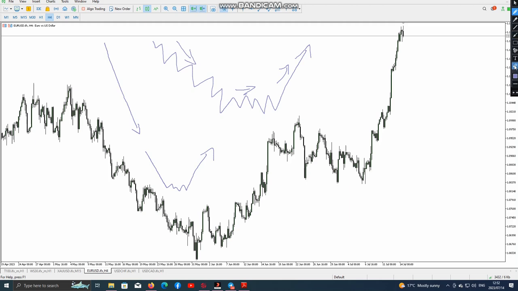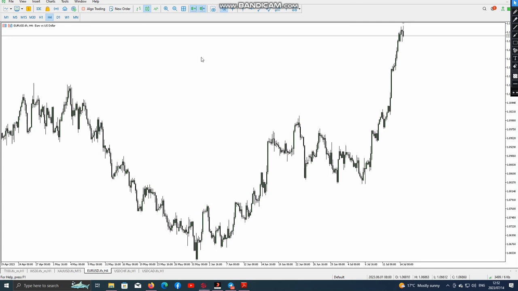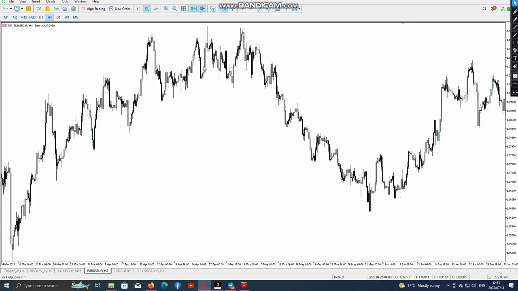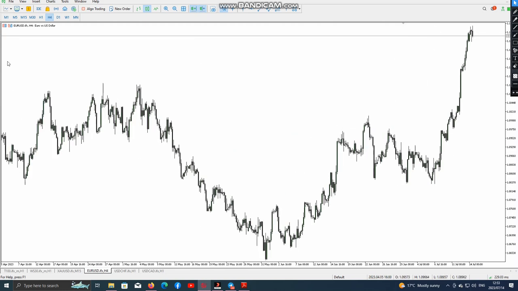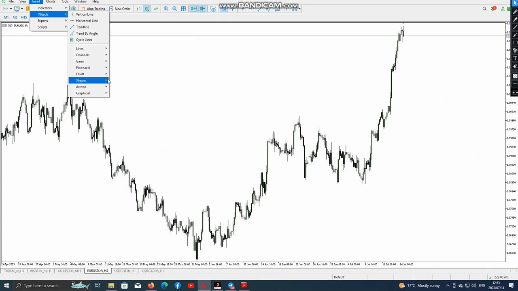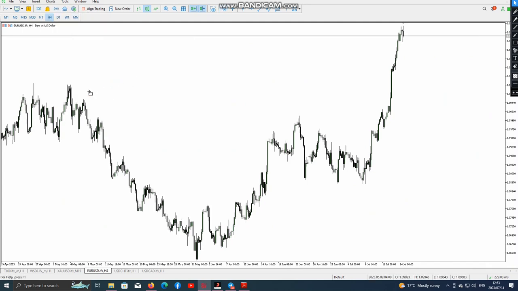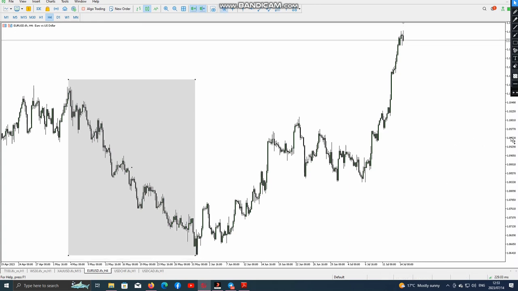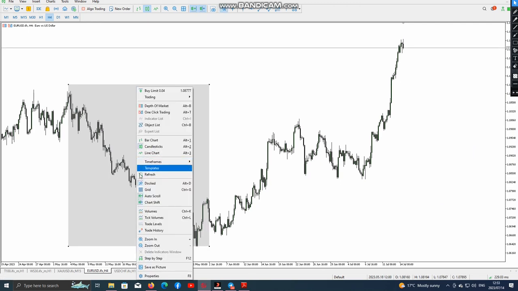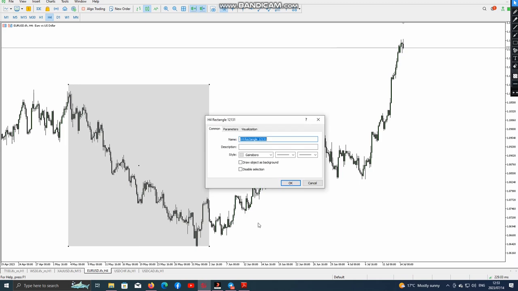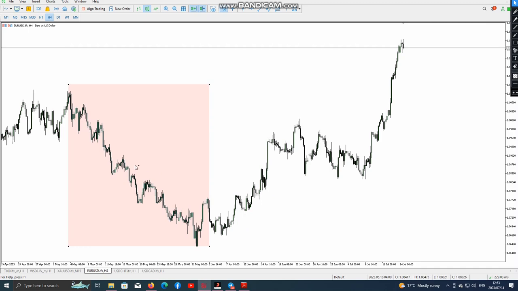So now let me erase this. Let's get to see what I'm talking about. So guys, as I told you, in a chart, in a given time frame, we can have as many market structures as possible. So if you can see here, guys, on this identified zone, let me just clear its color so that it can be a bit light. So I think now you are able to see.